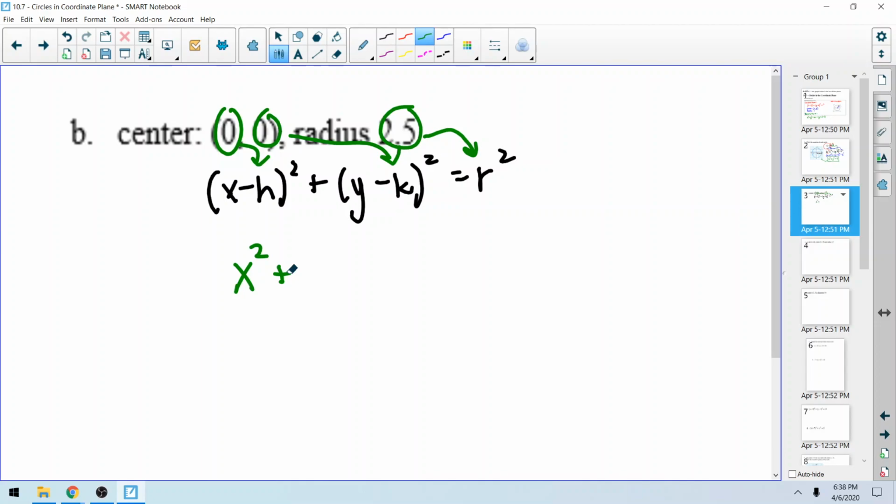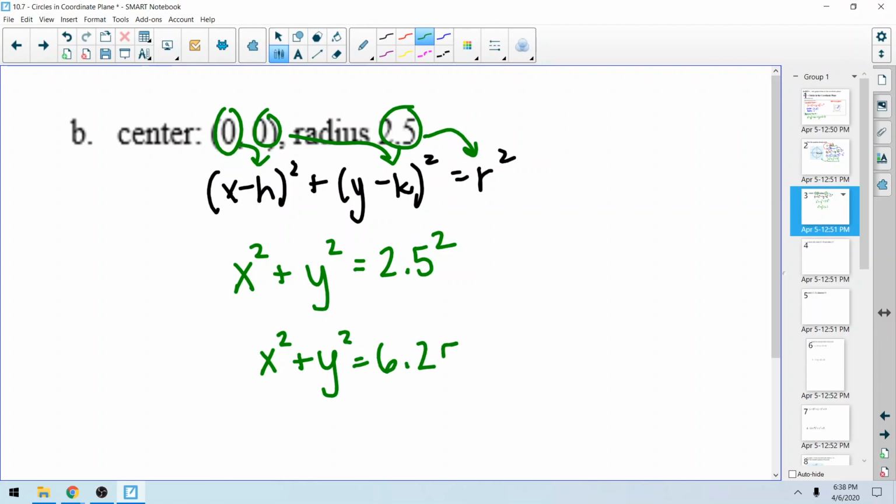Plus, again, y minus 0, do you really need it? No. Y squared equals 2.5 squared. Don't leave it like that, so grab your calculator. 2.5 squared is going to get you 6.25, so x squared plus y squared equals 6.25 is the standard form of a circle with a center at 0, 0 and a radius of 2.5.